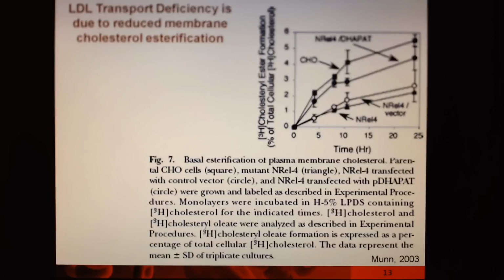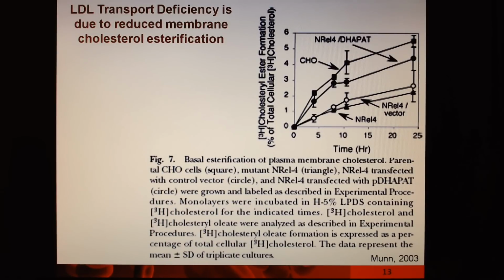It was further observed by Munn in 2003 that this was due to cholesterol esterification. And she did a very extensive set of studies using NREL cells, which are plasmalogen-deficient cells, and CHO cells, which are the normal cells. If she transfected into the NREL cells enzyme vectors for plasmalogen biosynthesis, she was able to move the cholesterol esterification from the NRELs closer to the normal cells. So this indicated that cholesterol esterification was underlying the plasmalogen observation.